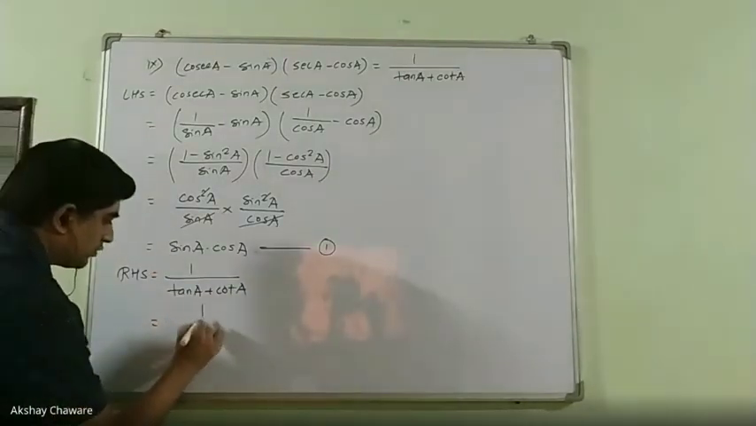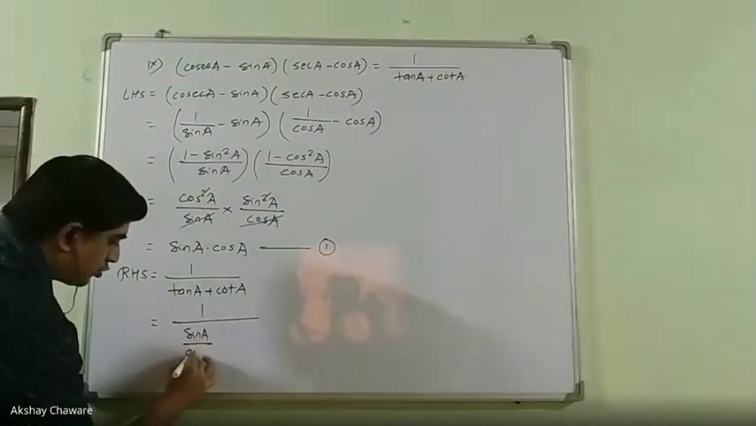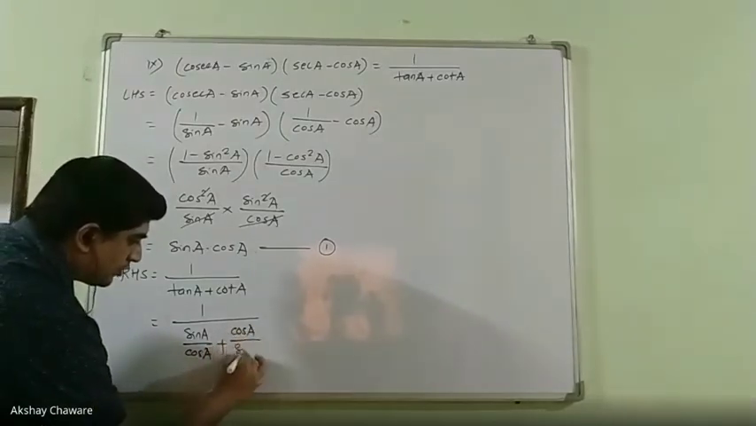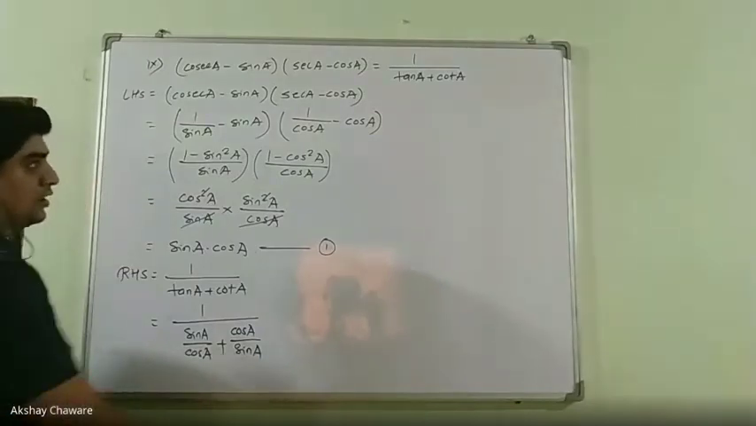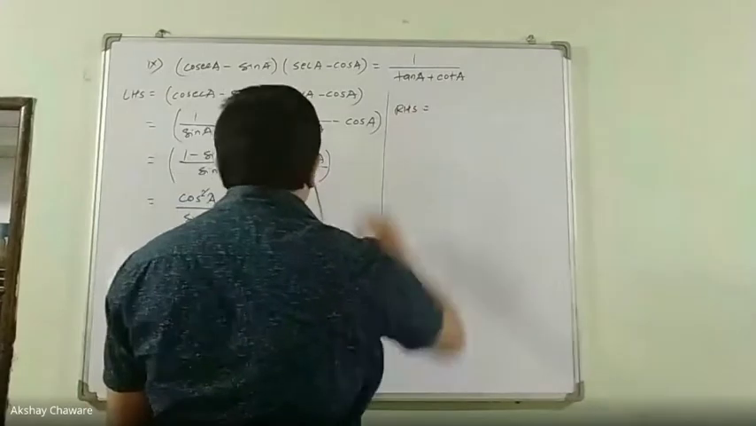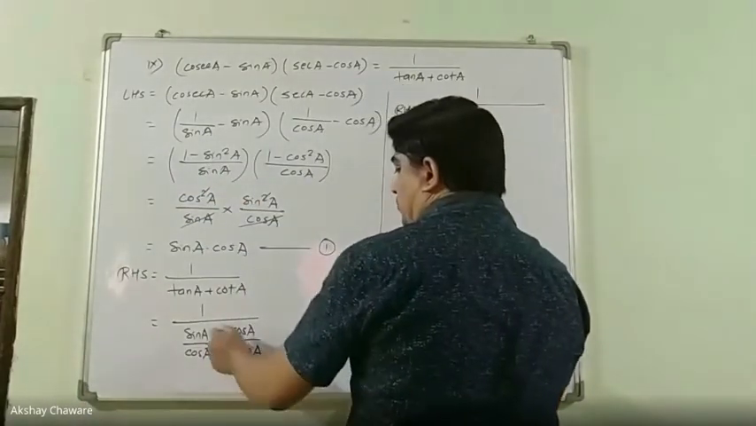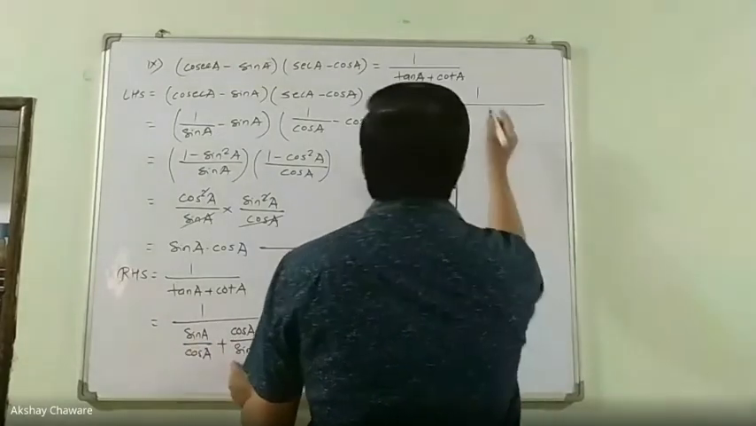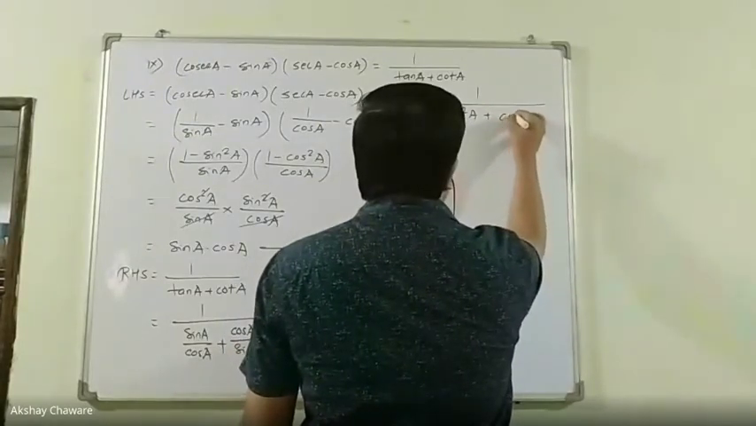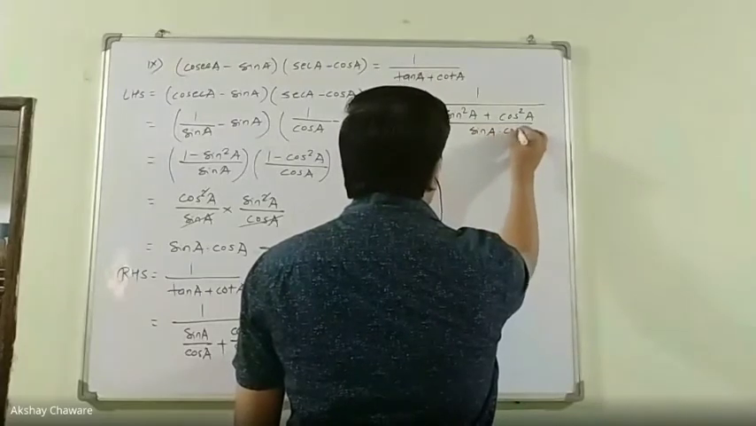So it is equal to 1 upon, this tan A can be written as sin A upon cos A, and cot A can be written as cos A upon sin A. Right. Now let's simplify this. So RHS is equal to 1 upon cross multiplication between these two fractions. So sin A into sin A is nothing but sin square A, cos A into cos A is nothing but cos square A, upon sin A into cos A.